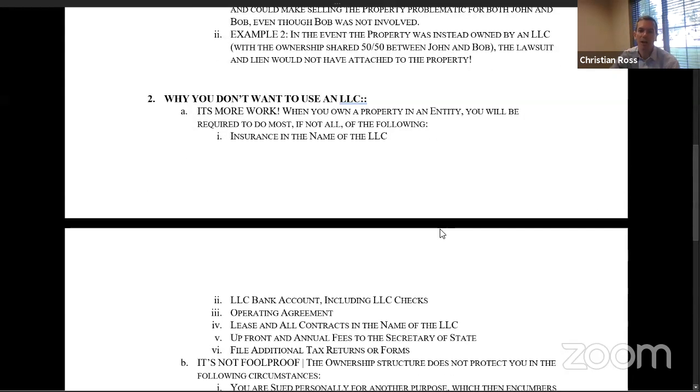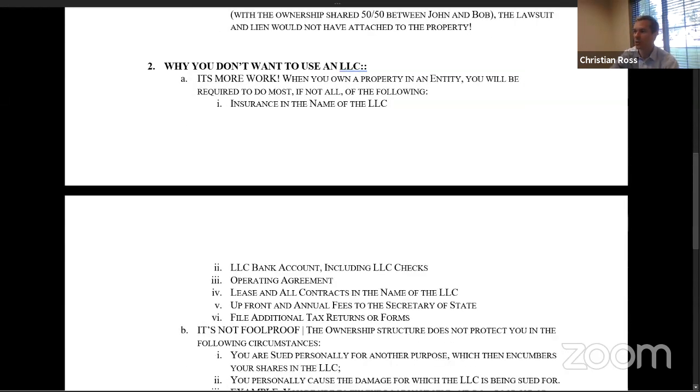So let's keep going. Actually, I've got a couple questions. Al says, do we have to have an LLC for each property to be protected? It's a great question. The answer is have to, no. Should you? Probably. I think it's all about making progress as you go along. In the scenario above, where we talked about a lawsuit attaching to the LLC, if you own 3 properties in 1 LLC, that lien is going to attach to all 3 properties.